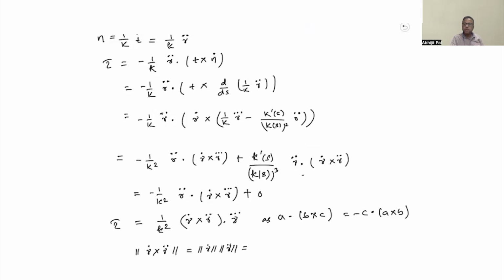The norm of gamma dot is equal to 1. So the norm of gamma double dot is equal to the absolute value of this curvature. Okay, so we have this thing here.